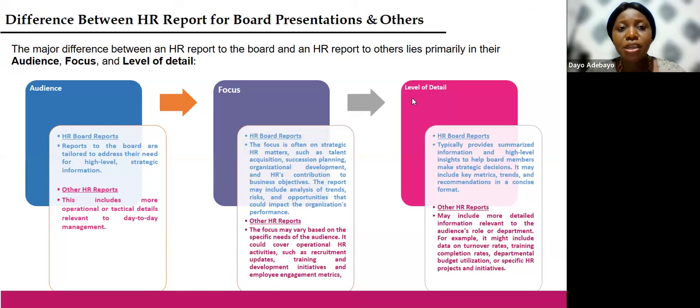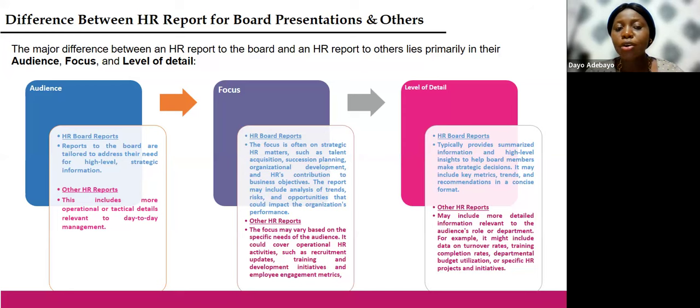So the key difference between HR reports to board members, the board of directors, and other types of HR reports: we have the audience. In this instance, the board is the audience. And then the focus and the level of detail. For audience, HR reports are tailored to address their needs. HR reports to board members or the board of directors contain strategic information. It's not a lengthy document. We get to see that as we move on. They are key high-level documents that provide them with strategic information.